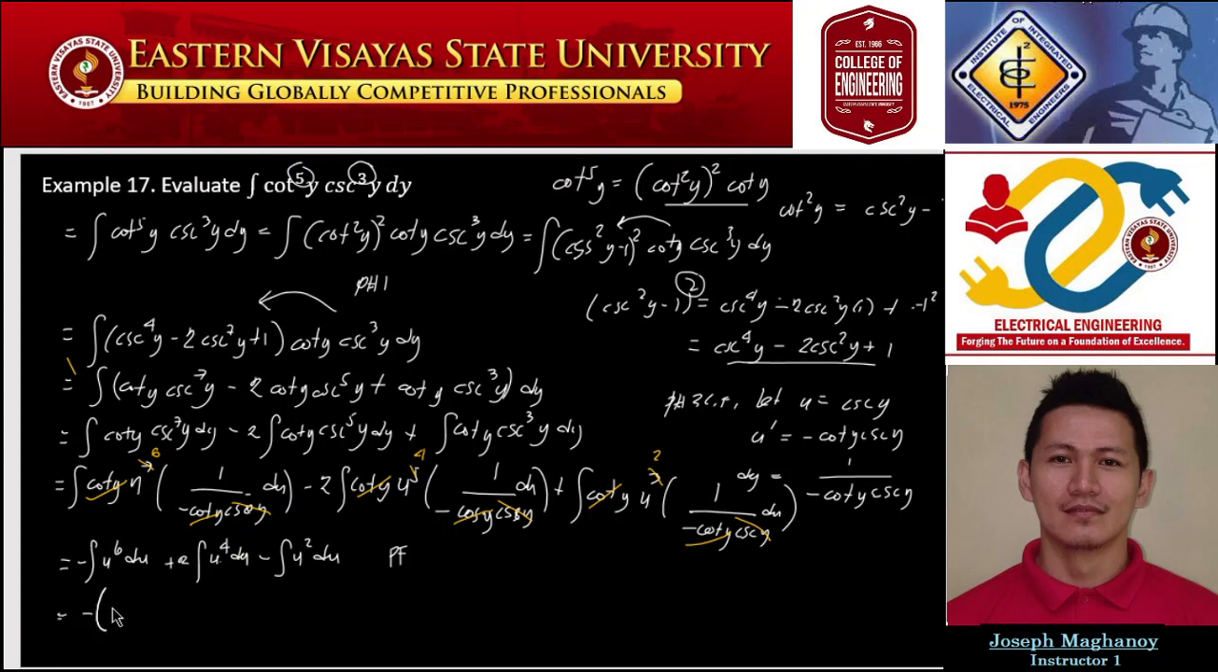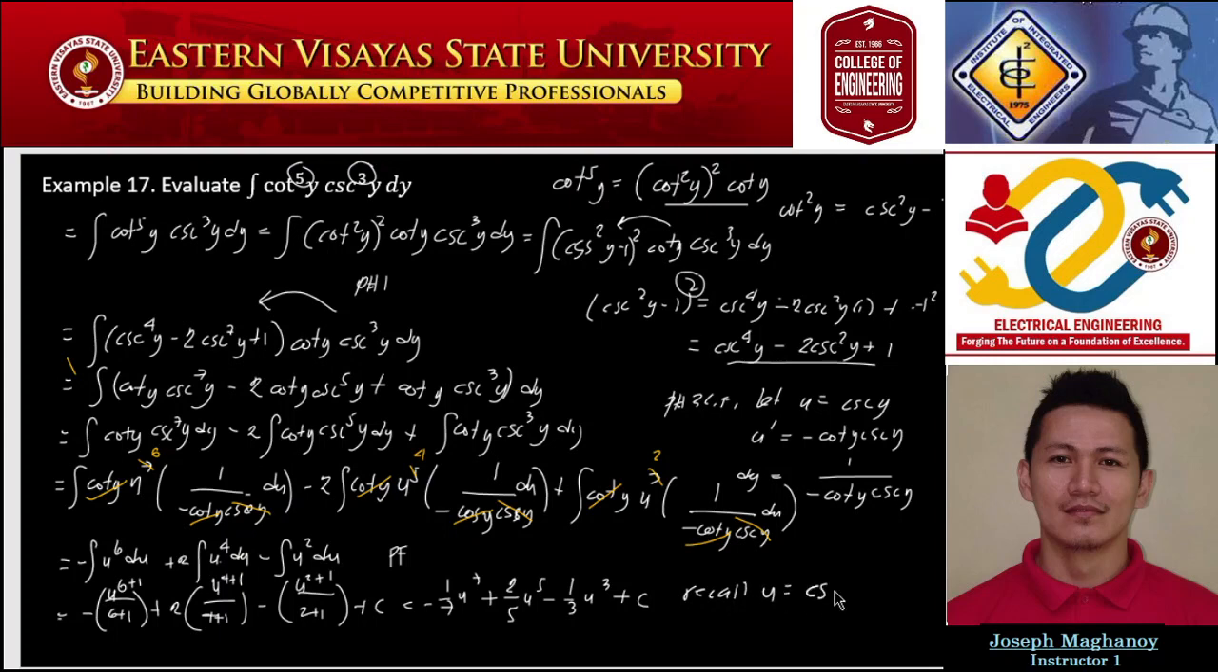Applying the power formula: negative 6 plus 1 over 6 plus 1, plus 2 times 4 plus 1 over 4 plus 1, minus 2 plus 1 over 2 plus 1, plus your arbitrary constant. If you rewrite that, that is negative 1 over 7 u raised to 7, plus 2 fifths u to the fifth, and minus 1/3 u cubed, of course plus your c. And recall your u, which is equal to cosecant y.